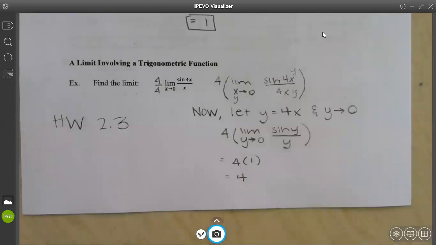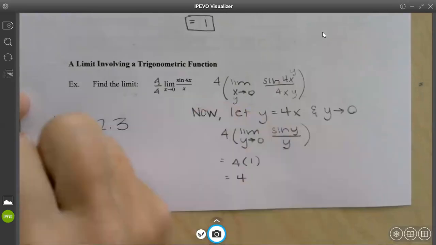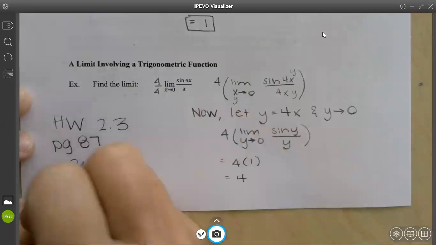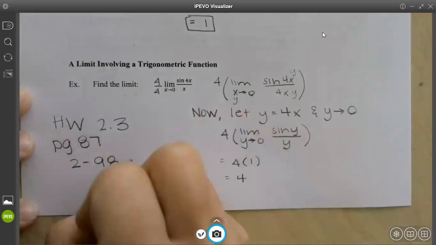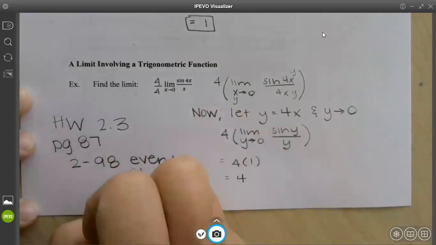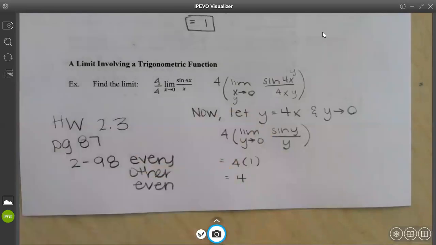So no, it's kind of the same, but we're going back to graphing pretty much. So your homework 2.3 is page 87, problems 2 through 98, every other even. Y'all know what that means? 2, skip 4, do 6, skip 8, do 10. So it looks like a lot, but it's not as bad as you think it is.